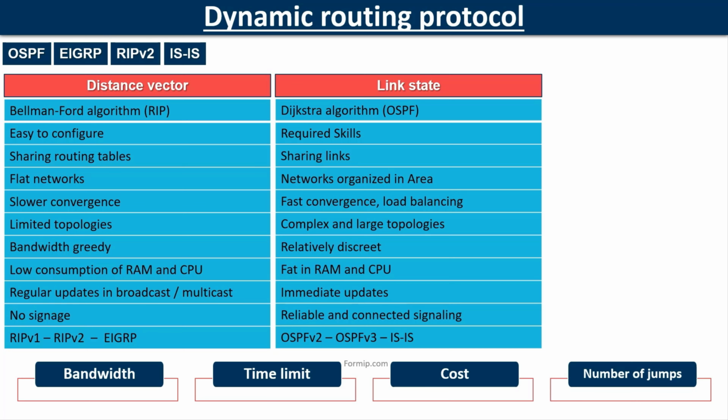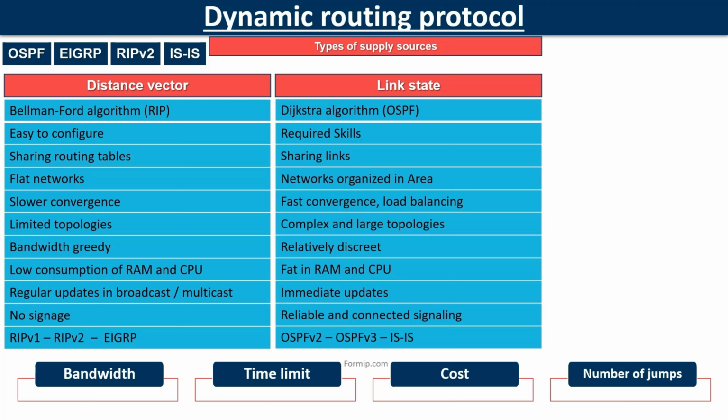To determine the best route to a destination, routing protocols use a metric. Each routing protocol has its own metric and its own way of calculating the shortest path using its algorithm. Metrics can be based either on a single criterion, such as the number of hops for the RIP protocol, or on several criteria, as is the case with EIGRP. In general, the lower the metric value, the better the path.